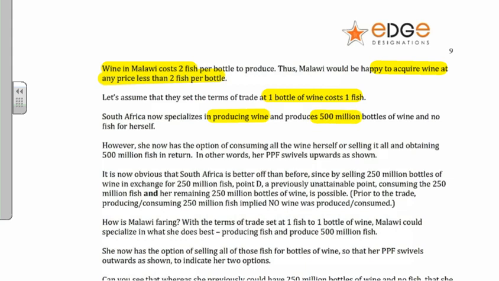South Africa specializes in wine because it's much cheaper for them, so they use all of their workers. Remember again, guys, South Africa had 50 million workers and they could produce 10 bottles of wine each. That's the 500 million bottles. Why do they specialize in that? Well, they decide, hold on a second, that's the best one for them, but they don't make any fish.